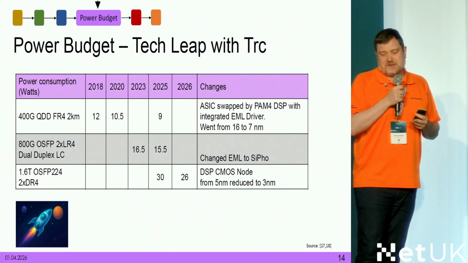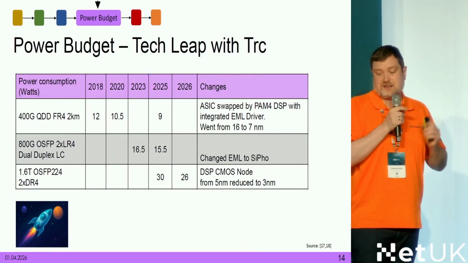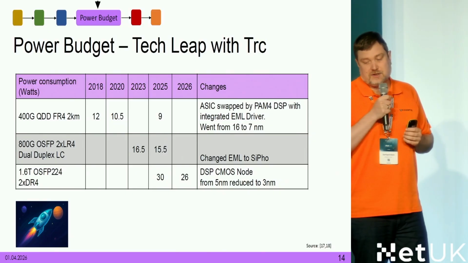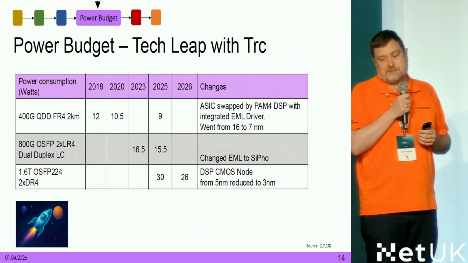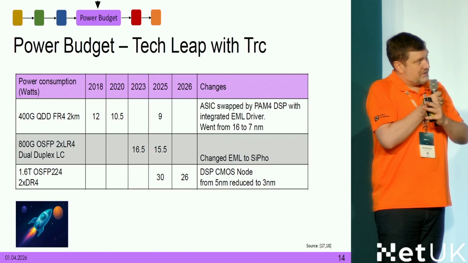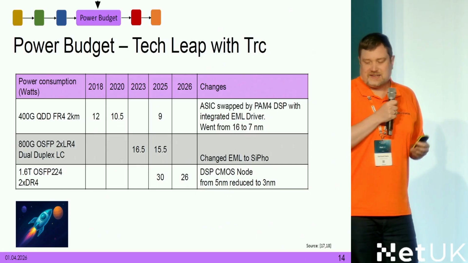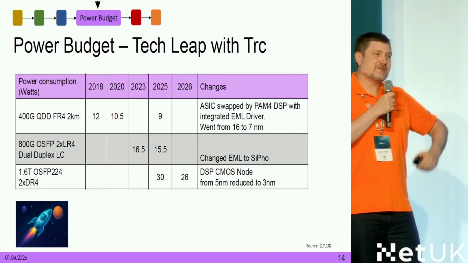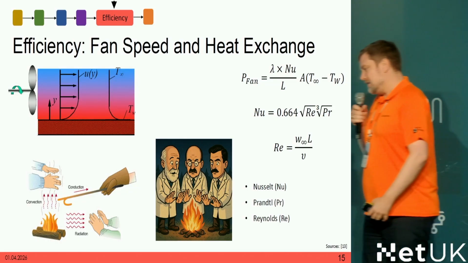So look forward to this, especially the 1.6T OSFP terabit transceiver, the biggest one. We had one at 30 watts. Now for the next year, they released another one which looks really identical, really the same, and it's already consuming 4 watts less. And the only reason is because it's using 3 nanometers instead of 5 nanometers. So yeah, look at that.